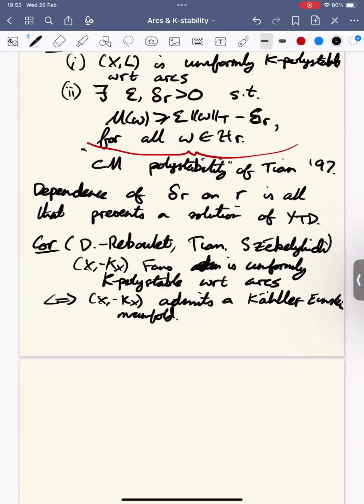Okay, so I'll just end with some explanation of what uniform K-polystability with respect to arcs actually is. But what I really want to highlight is that all of this is a somewhat straightforward application of the theory of stability of pairs. So the proofs are applications of the results that we proved around stability of pairs.